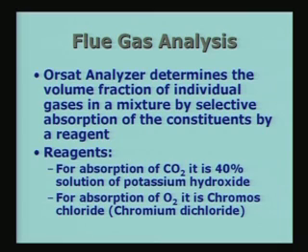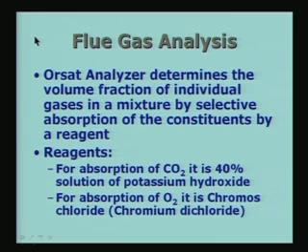So, the reagents which are used normally are given here. For example, for absorption of CO2, it is usually a 40% solution of potassium hydroxide. For absorption of oxygen, it is chromous chloride, also called chromium dichloride. There are other substances also used. I will come to them as we go along.